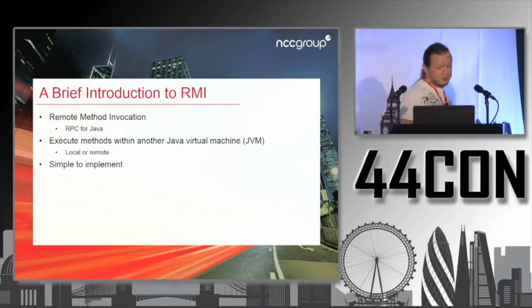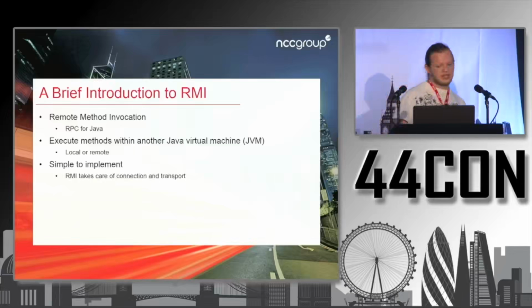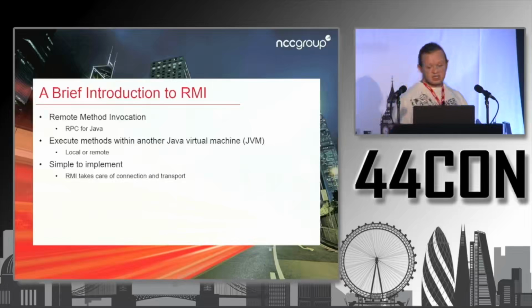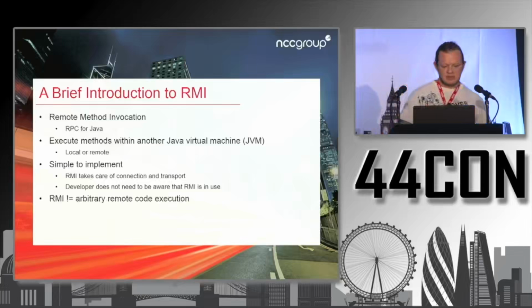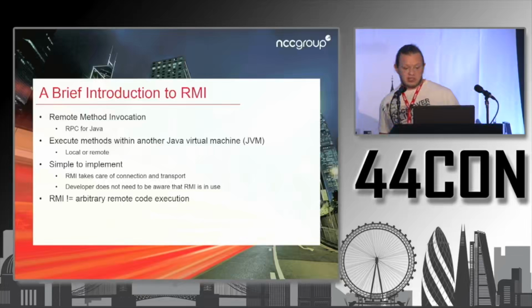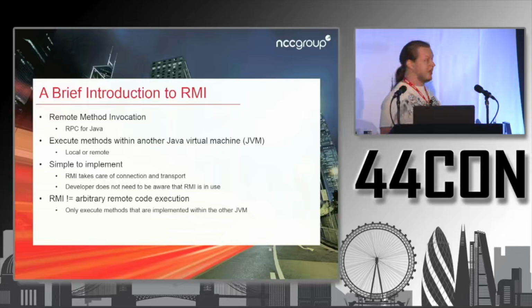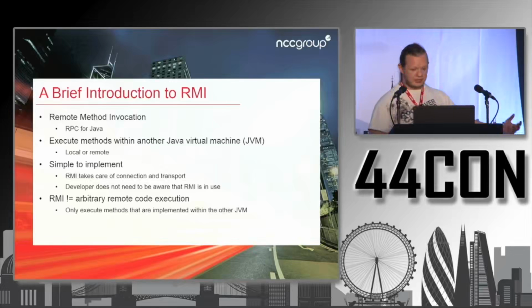It's very simple to implement, which I think is part of the problem. So RMI itself takes care of all of the connection and the transport of these remote method invocations. In fact, the developer who's using RMI doesn't even need to be aware that they are using RMI. Something that's important to note here is that RMI doesn't mean remote code execution. It's not arbitrary remote code execution. All we're doing is asking the server to execute code that it already is aware of, that it already has access to.